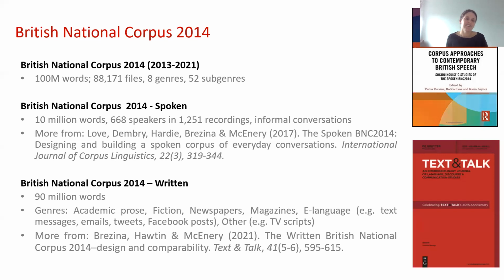So now the corpus contains 100 million words from almost 90,000 files. It represents 8 main large genres and 52 sub-genres. It consists of 2 major components, the spoken and the written component. The spoken component contains 10 million words from nearly 700 speakers that were engaged in over 1,000 conversations, and the data come from informal conversations, so everyday conversations between family and friends.